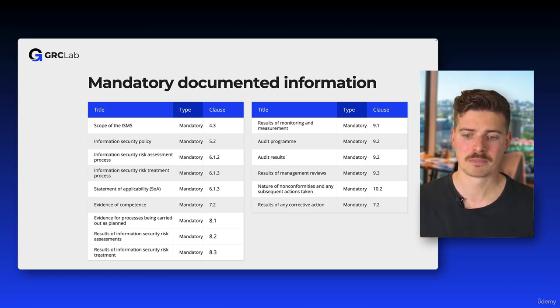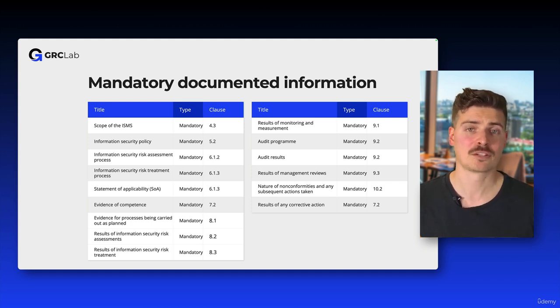But let's pick, for example, the nature of non-conformities and any subsequent actions taken. Is this necessarily a single document? Maybe, maybe not. Maybe it's a number of tasks. Maybe it's a number of tickets in a ticket system. Maybe it's a document in combination with tasks, with tickets, with email, with communication. We don't know.